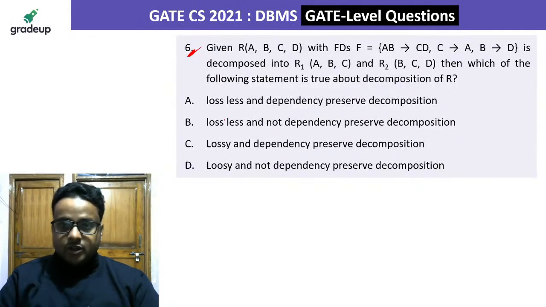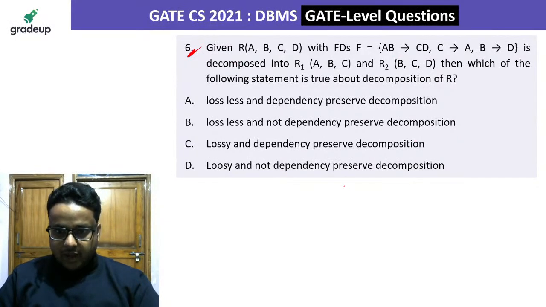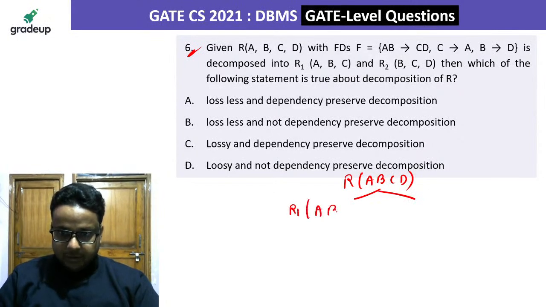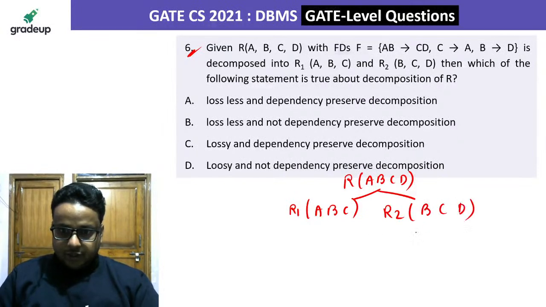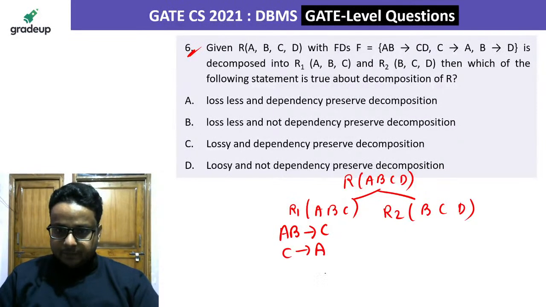Now here, given the ABCD and these are the relations FDs. Now R contains A, B, C, D, and we have divided R into R1, ABC, and then R2, BCD. Now AB goes to CD, so we can write AB goes to C here, C goes to A, we can write directly here, and B goes to D, we can write here.